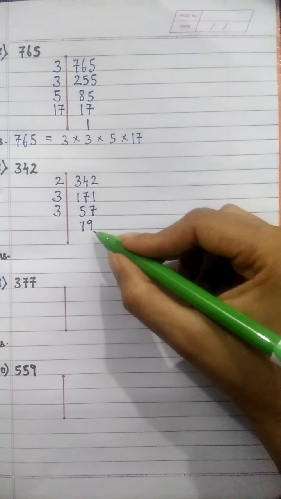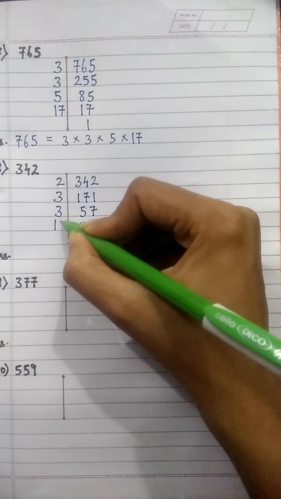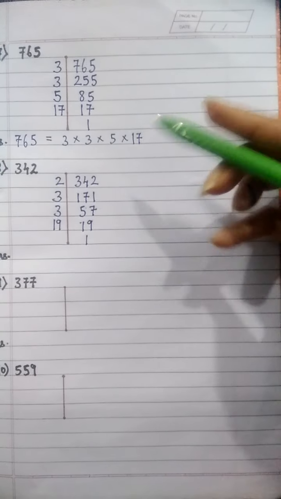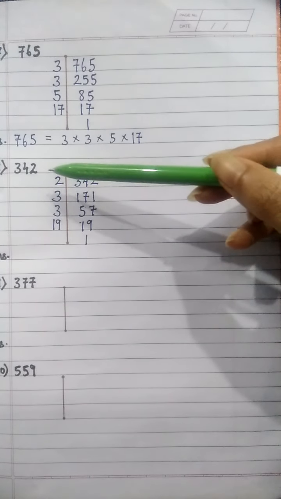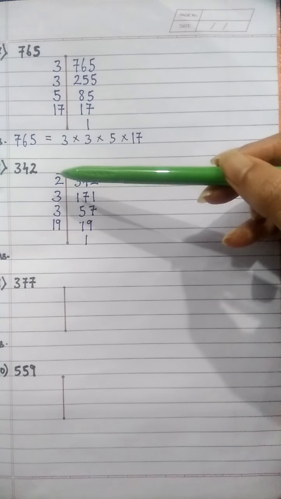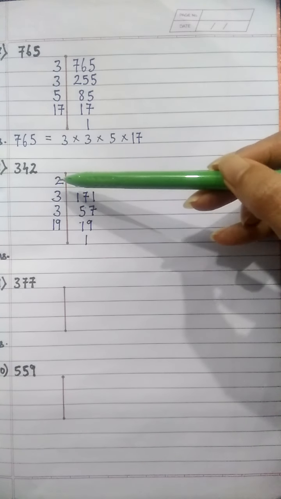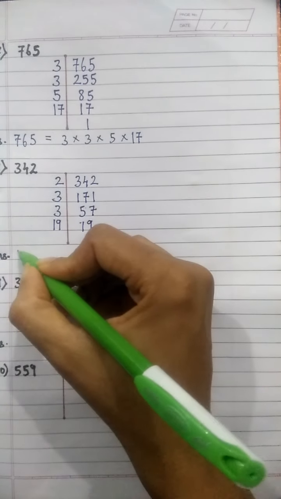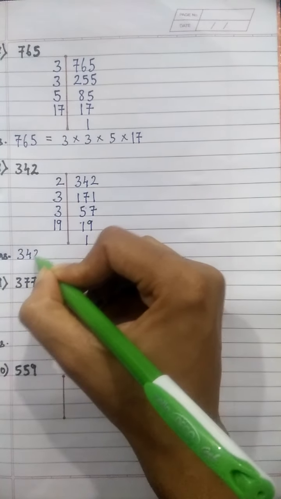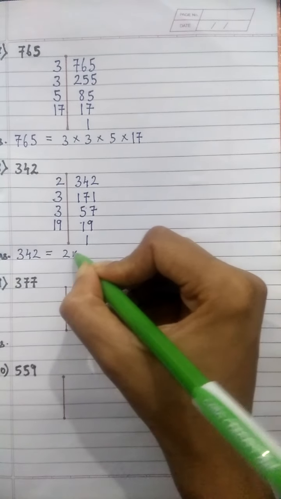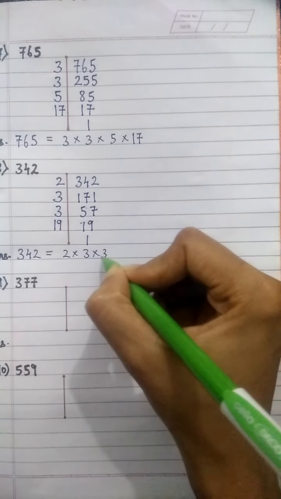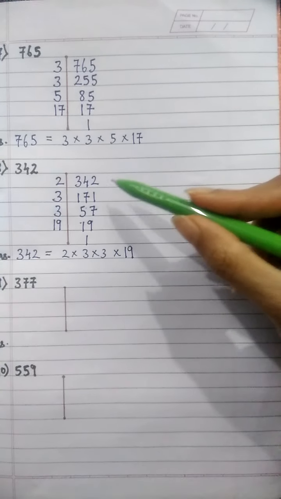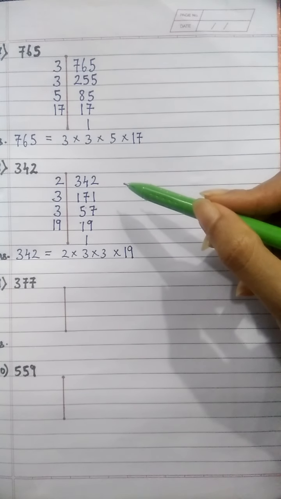19 is a prime number, so it will not be divisible by any other number. 19 1s are 19. And here you have your answers. The prime factors of 342 are 2 into 3 into 3 into 19. So you will write it out: 2 into 3 into 3 into 19 are the prime factors of the number 342.